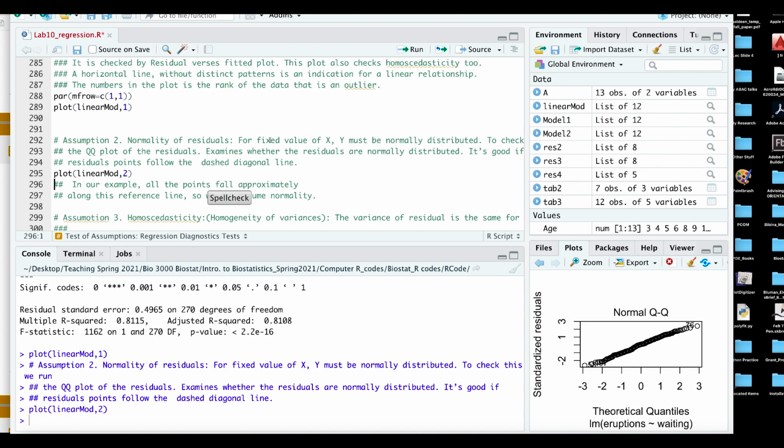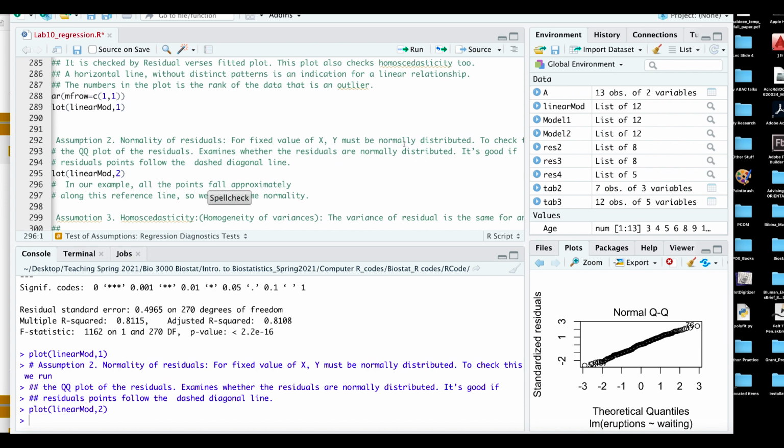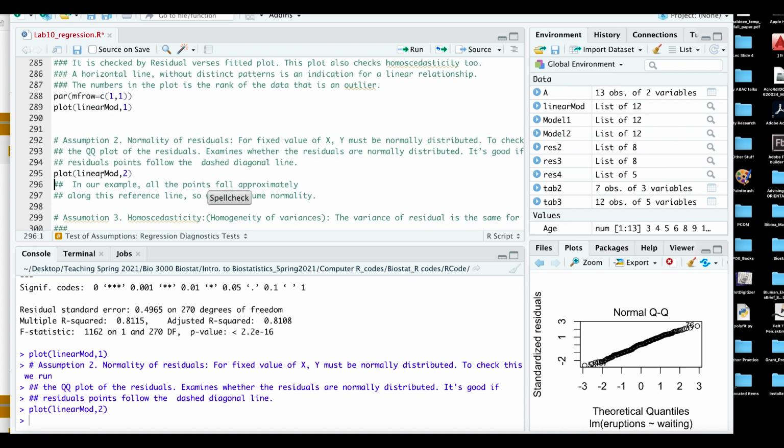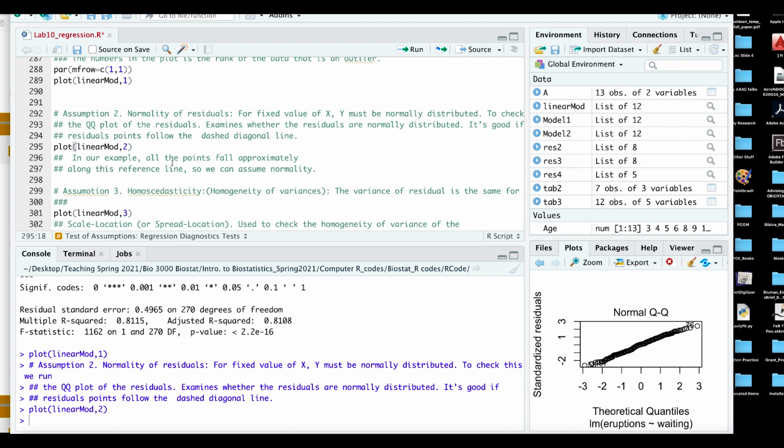So for a fixed value of x, y must be normally distributed. To check this, we run the QQ plot for the residuals. We did plot linear model 2. Examine whether the residuals are normally distributed. It is good if the residual points follow the dashed diagonal line. That's what we got here, right? In our example, all the points fall approximately along this reference line, so we can assume the normality.